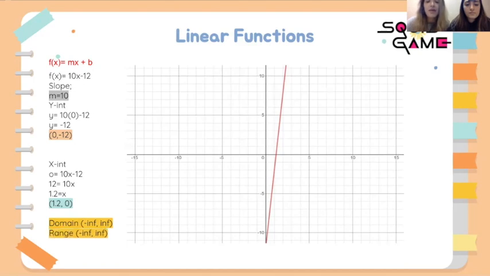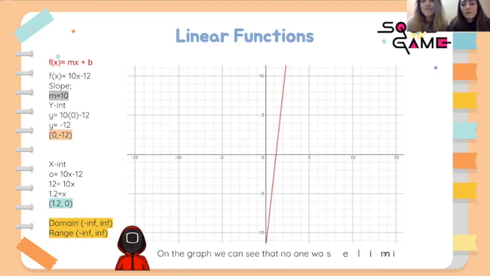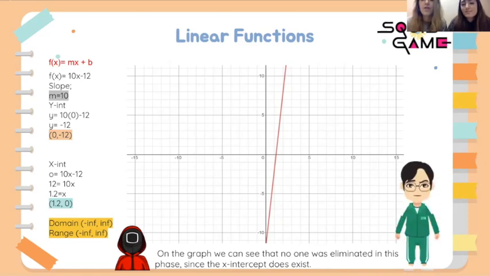Let's see what Square needs to say. On the graph, we can see that no one was eliminated in this phase since the x-intercept does exist. You are winning.